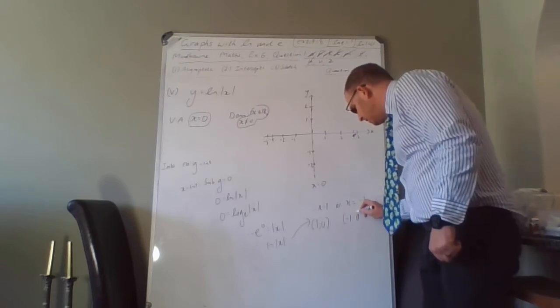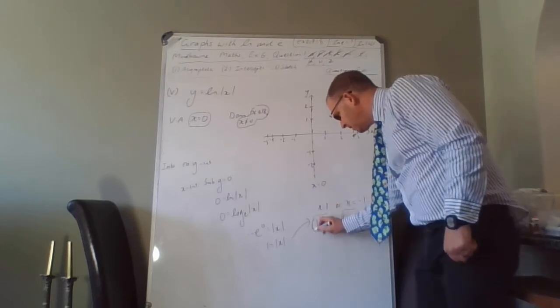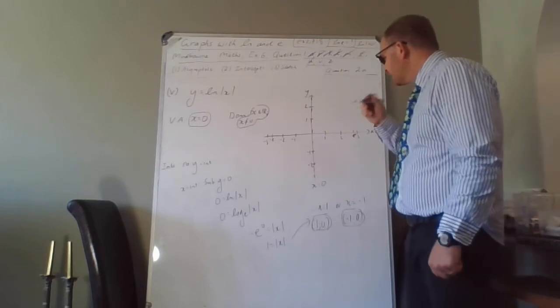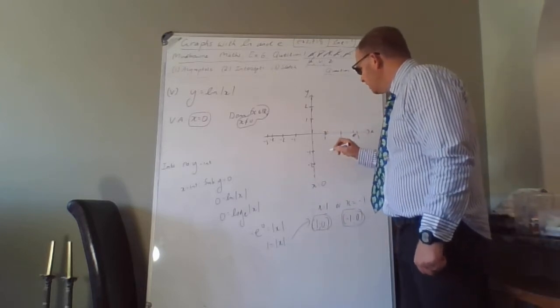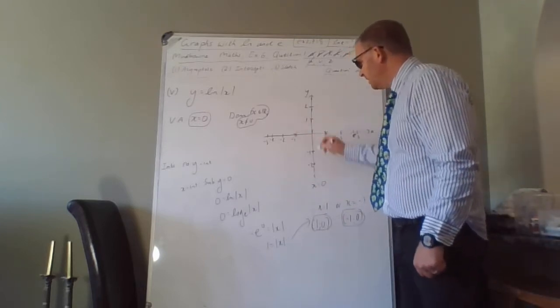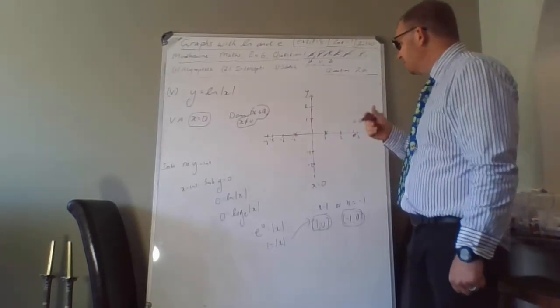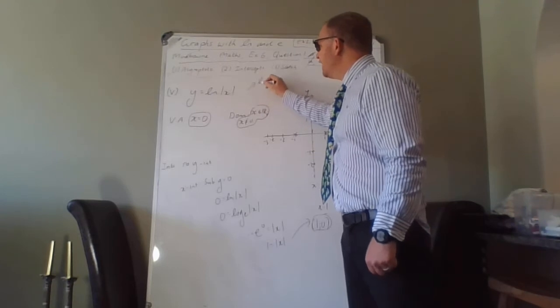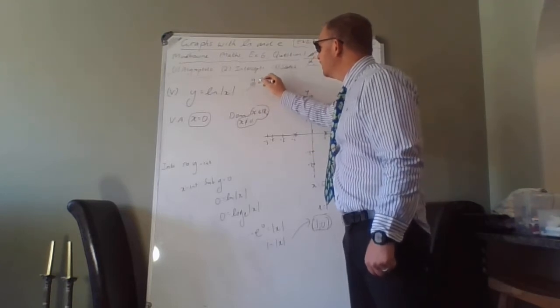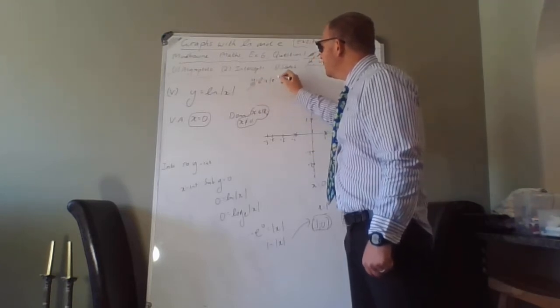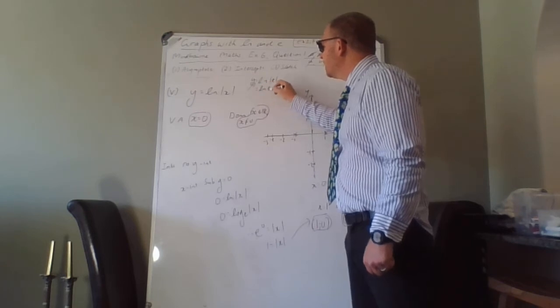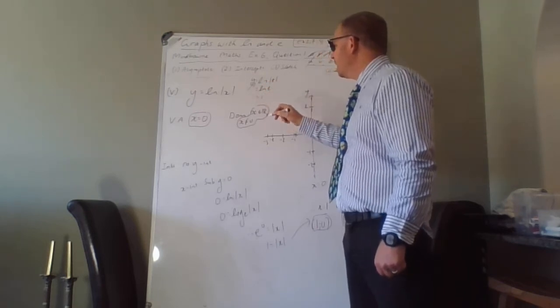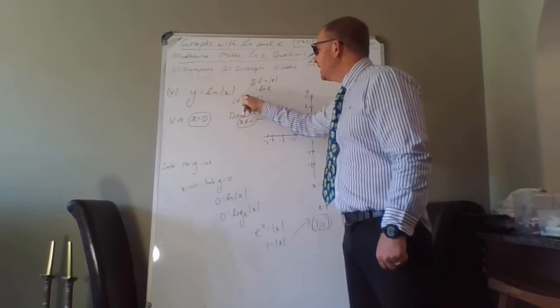and negative 1, 0. So now to draw the thing, it goes through 1, 0, and negative 1, 0. There's my asymptote. We may also find another point. If I put in e, I'd get y is equal to ln absolute value of e, which is just ln of e, which is equal to 1. So another point would be e, 1.